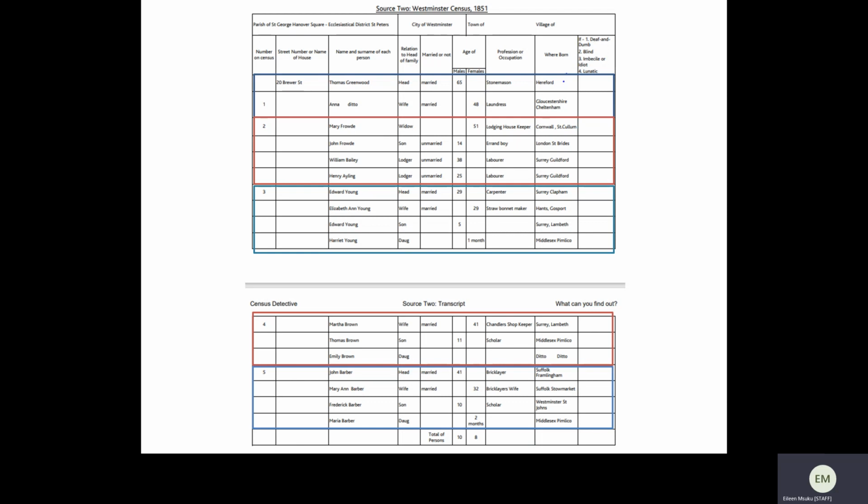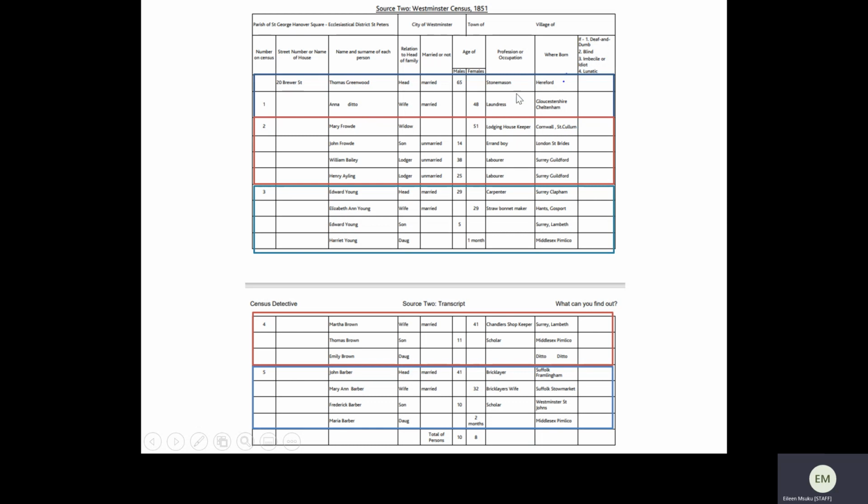The first one, the head of the family, is Thomas Greenwood, and he's married. His wife is Anna, and it says Anna Ditto. Ditto just means the same as the above, so her name's Anna Greenwood. Okay, so that's his wife, and they're married, and we can see their ages. We can see that Thomas is 65, and we can see that Anna is 48.